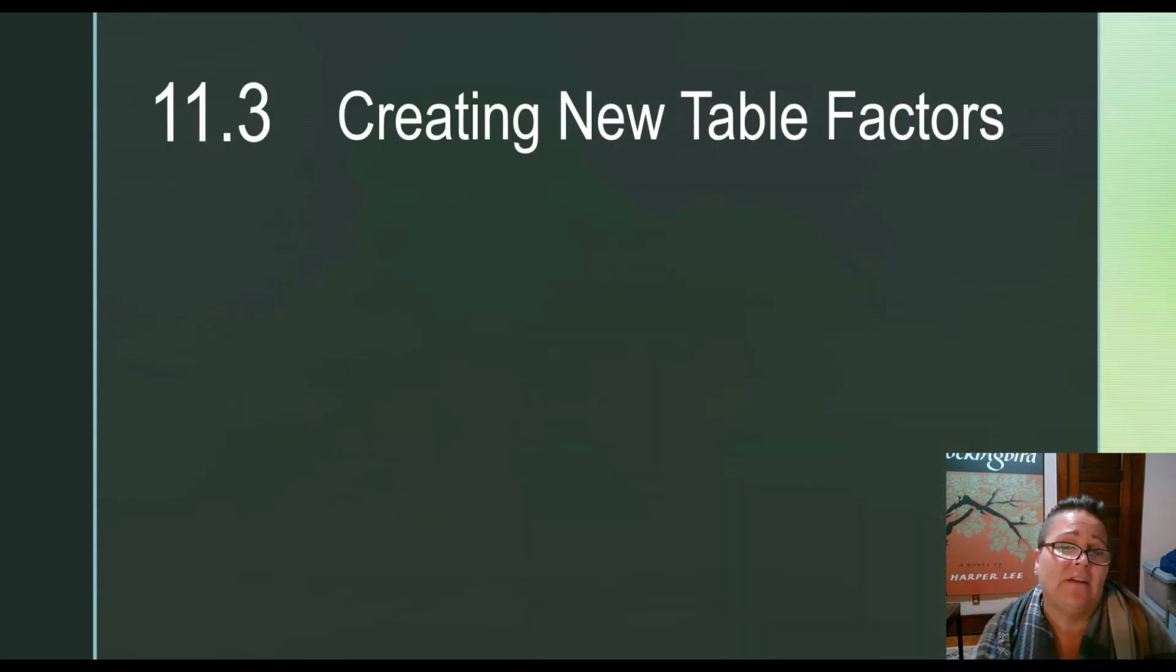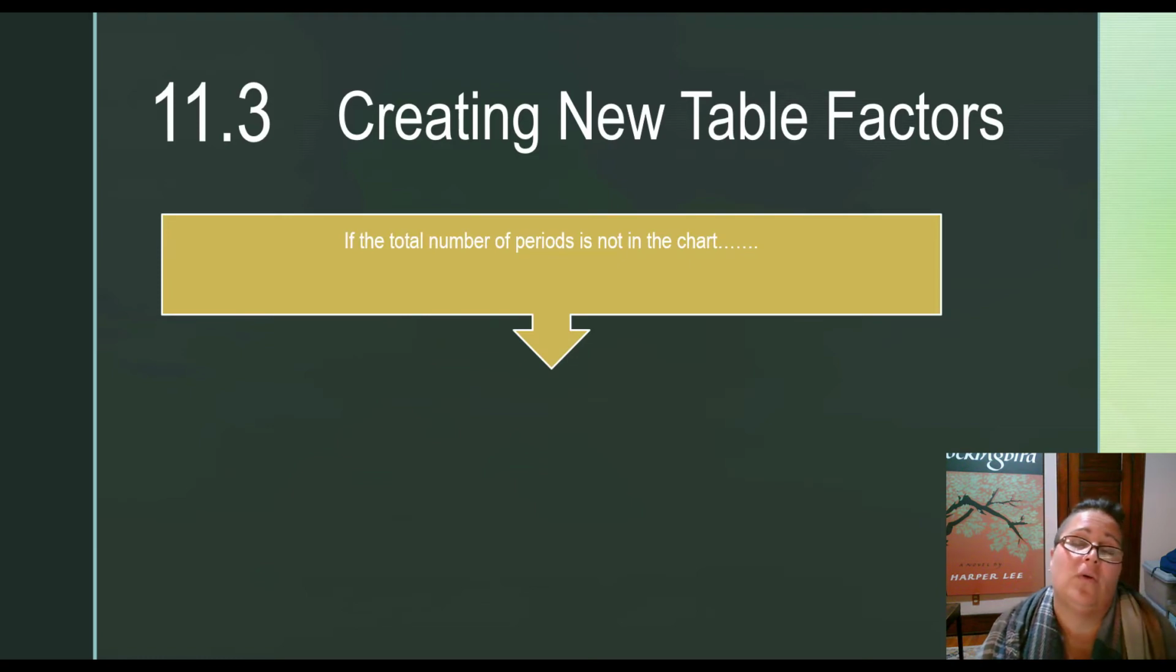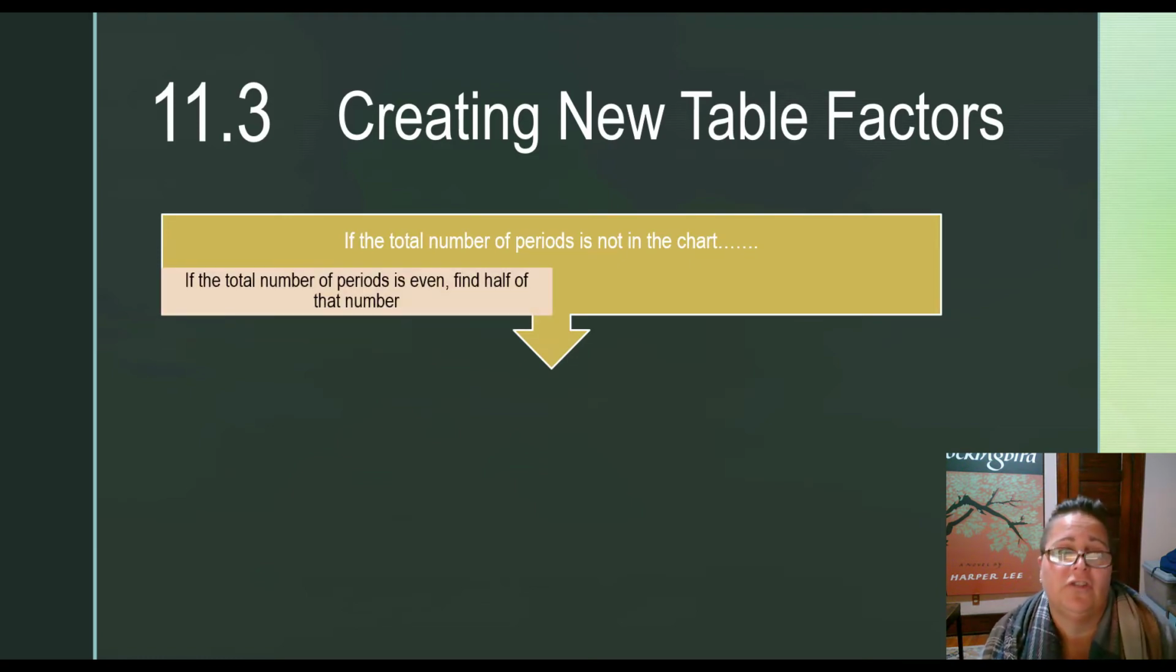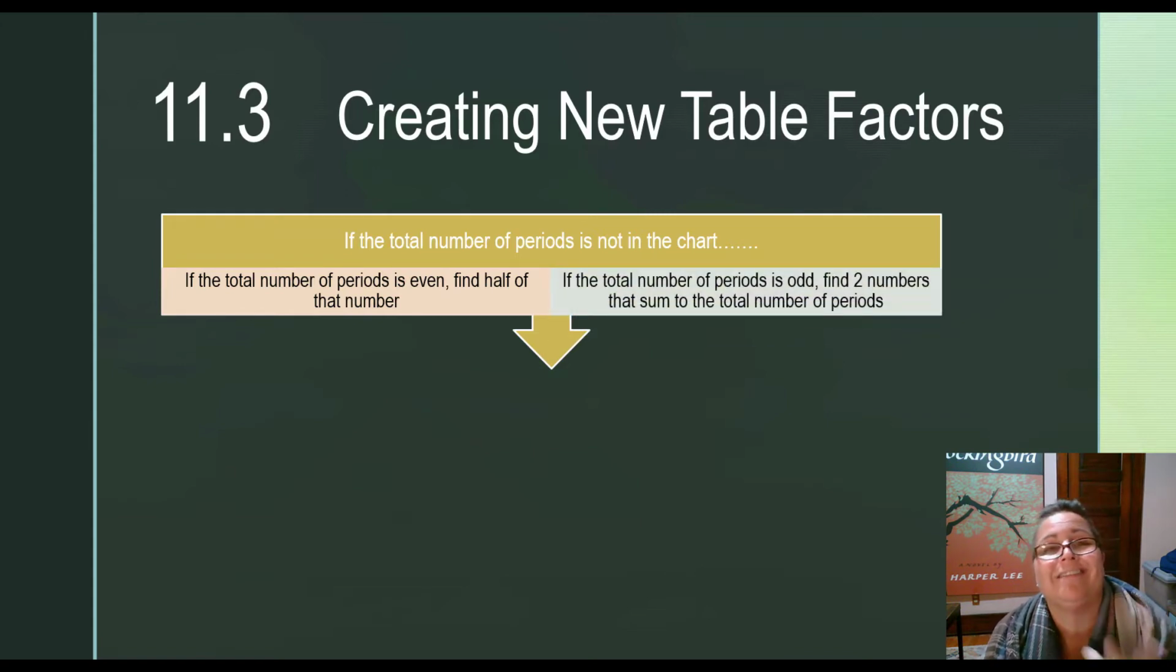It's actually fairly simple, so let's get into that. If the total number of periods is not on your chart, there are 2 options. If you have an even number of periods, we're going to have you find half that number. If the number of periods is odd, find the 2 numbers that sum to that total number of periods. The standard procedure for this textbook is to find the 2 numbers that are closest to each other.